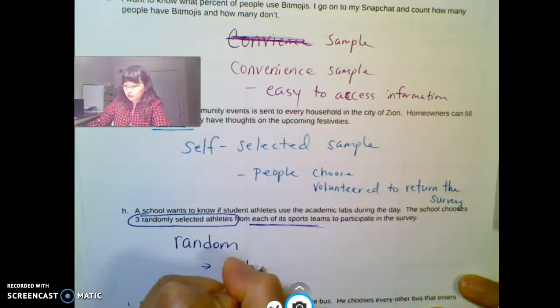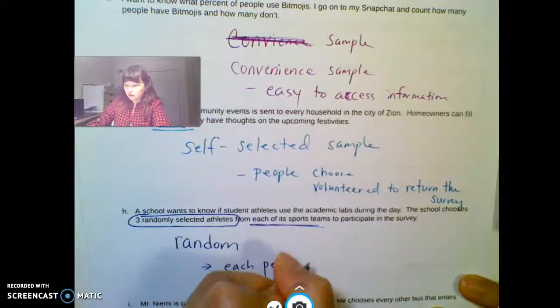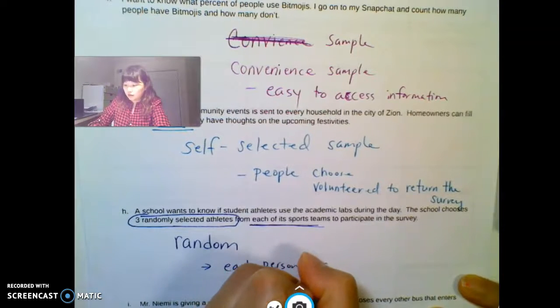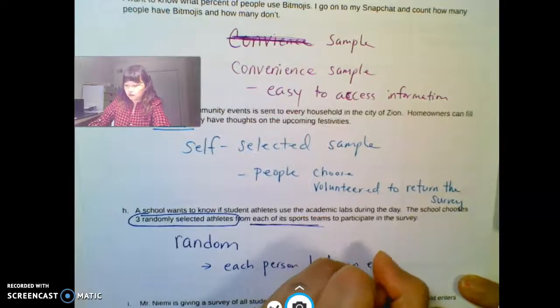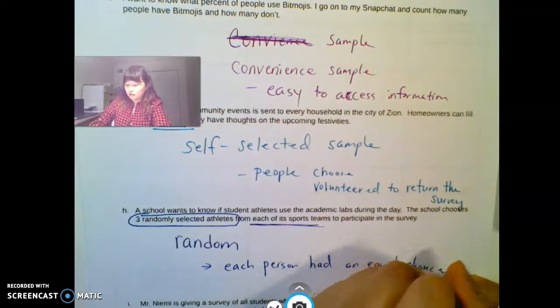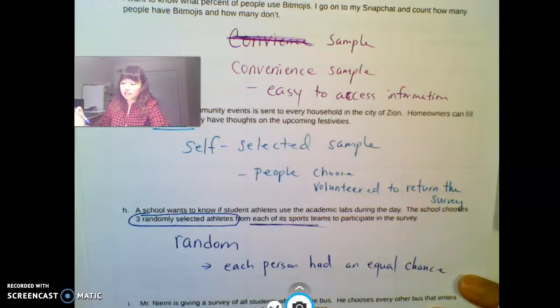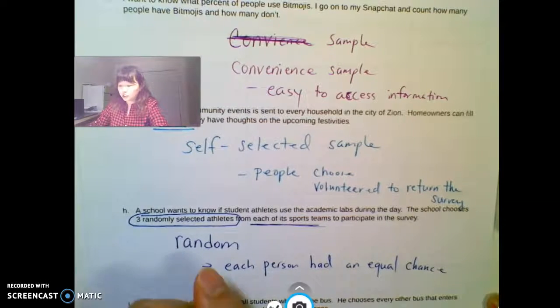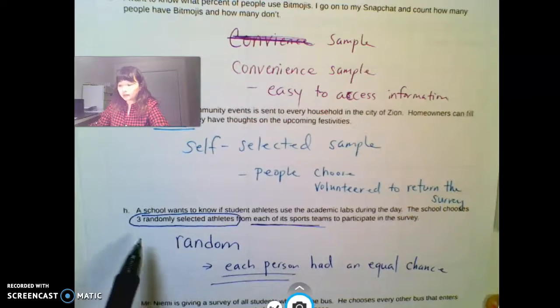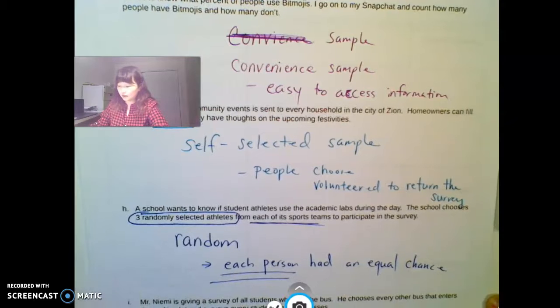Because each person had an equal chance. Yes, it was randomly selected. Yes, it was clustered first, divided into groups by each sport. But in the end, each person had an opportunity since they picked 3 random athletes. So that was it.